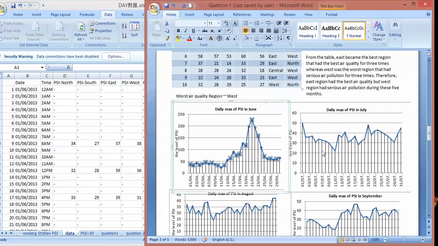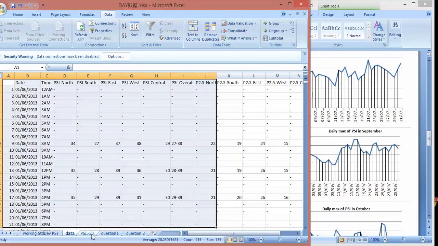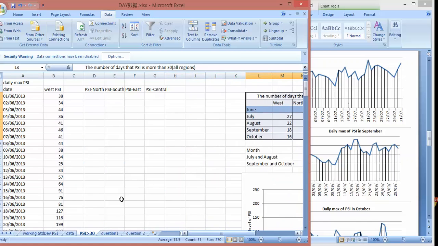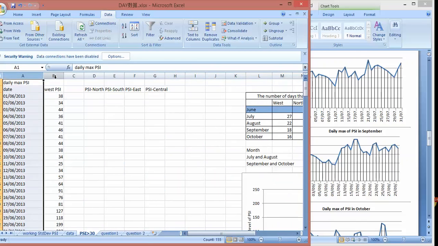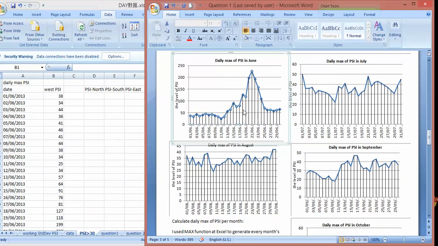How can I get this chart? I analyze the data and then I generate the daily max PXI in the West region, which is shown here. Then I use the data to generate the line chart. The advantage of using a line chart is that we can see the change clearly. The line can go up and also go down.